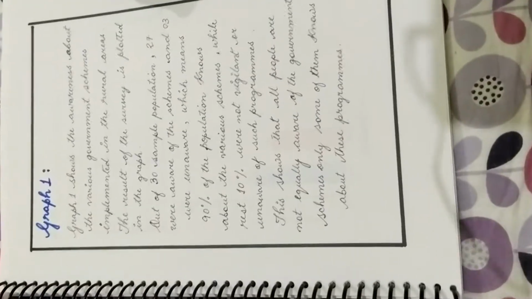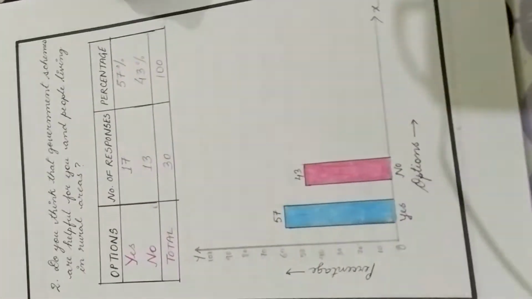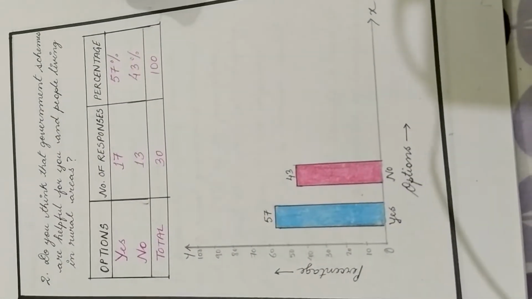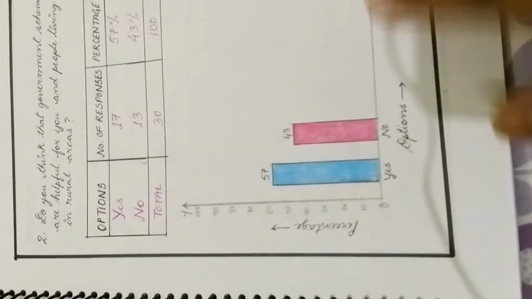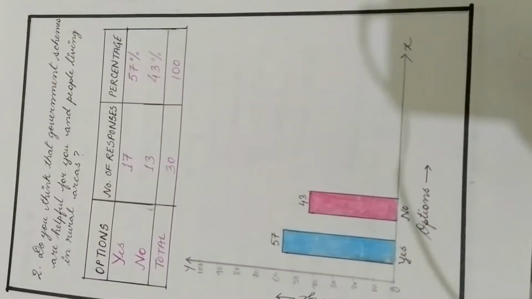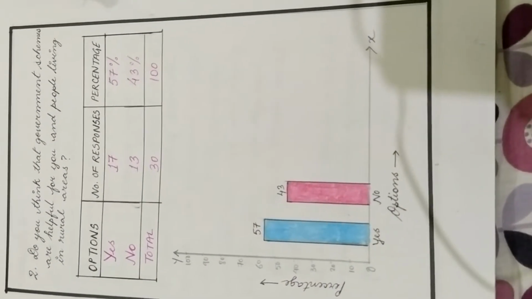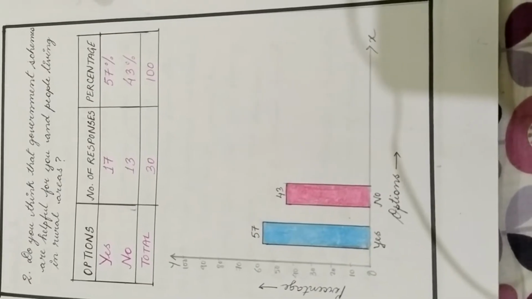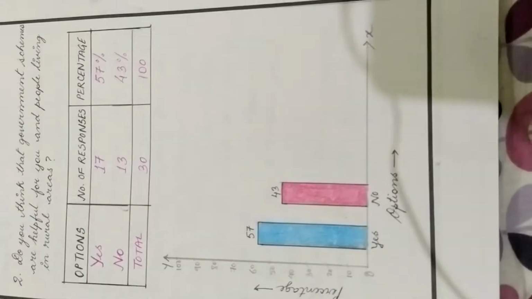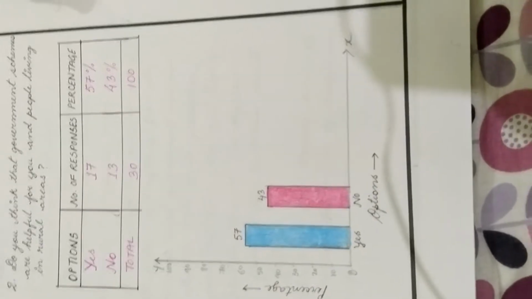Next comes graph 2. This is the second question from the questionnaire. So in the next page, she has done the analysis part of this graph. Okay, let us see how the analysis is done. See, yes and no were there. 17 respondents said yes, 13 said no, and that is why she took out the percentage, 57% and 43%. She made the graph. After making the graph, let us see how she analyzed.